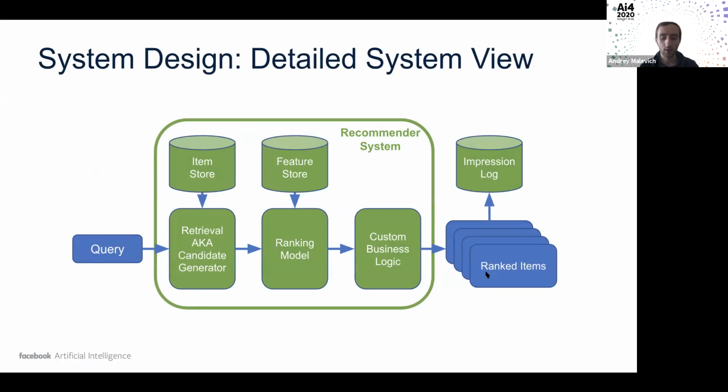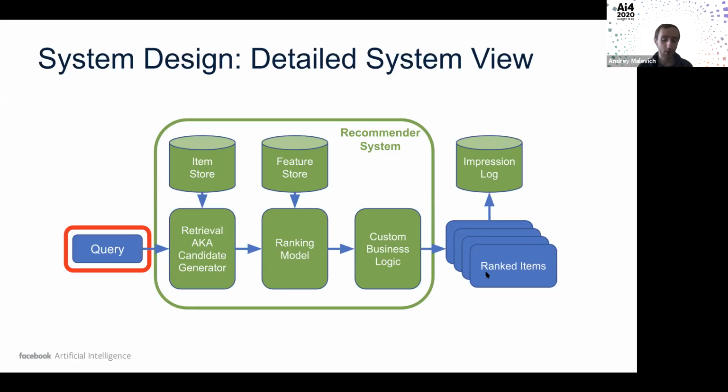So if we look a bit closer into the system design, let's see also how we handle all these challenges at Facebook. First, the thing that triggers this recommender system is going to be a user interaction that will send a query to the system. In the case of News Feed, these will be queries asking to show you relevant posts.